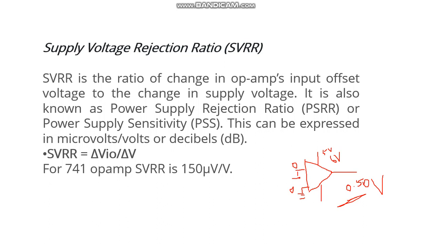Okay. So this is delta VIO, the change in input offset voltage at the output. Delta VIO to the change in supply voltage, delta V. This delta V is this one, 5 volt to 6 volt, 6 minus 5 is this delta V. Delta VIO is the change in this voltage. Without input, this is the offset voltage. So this is SVRR, 150 microvolt per volt.